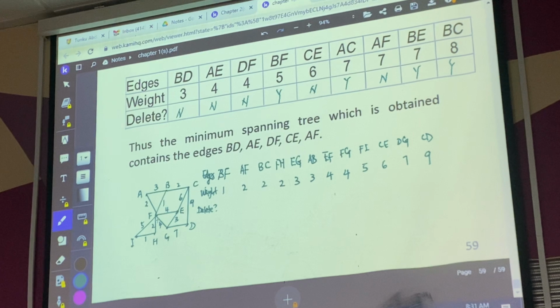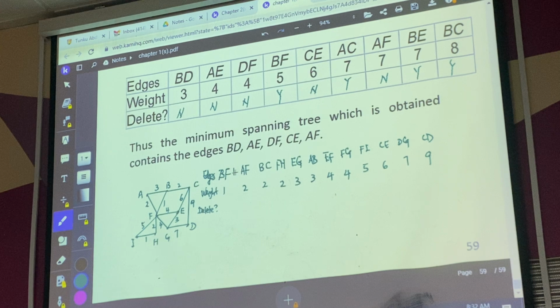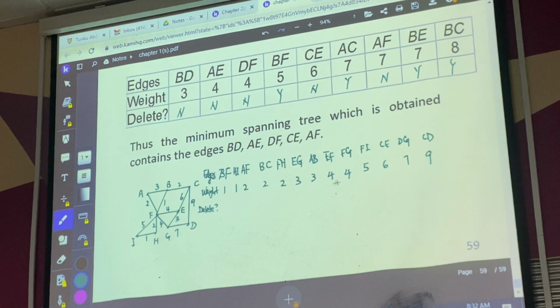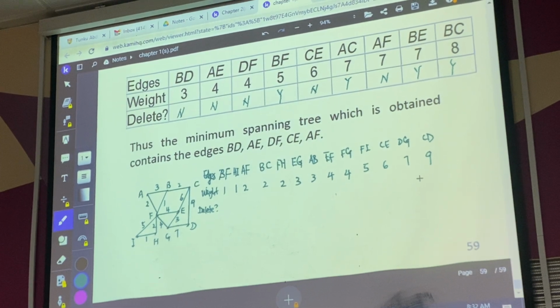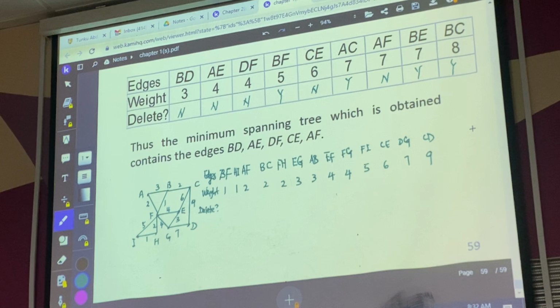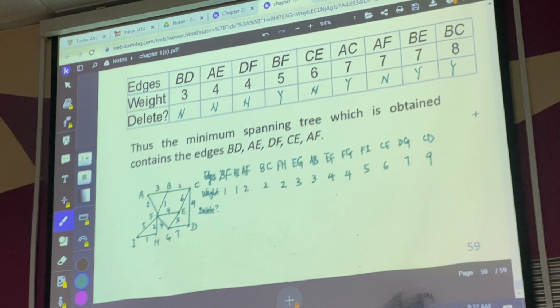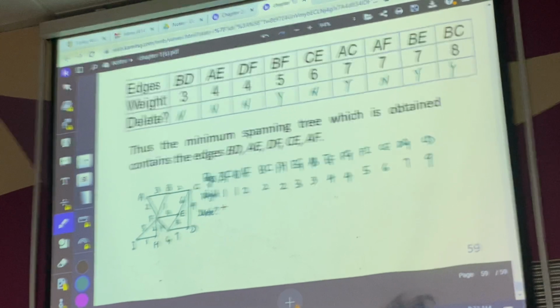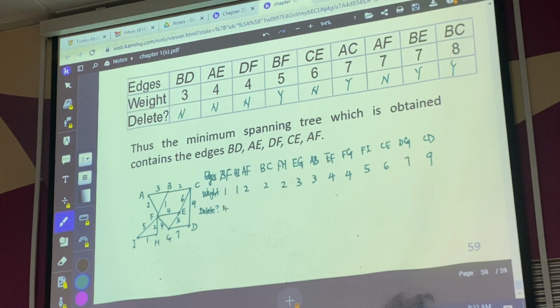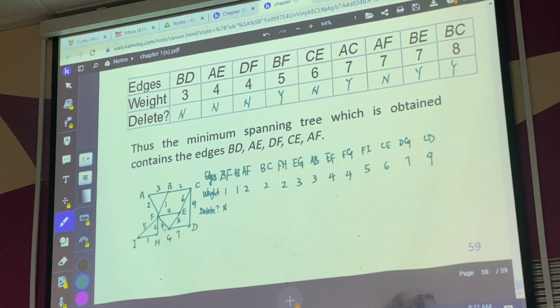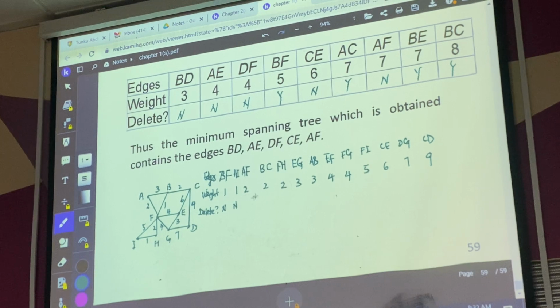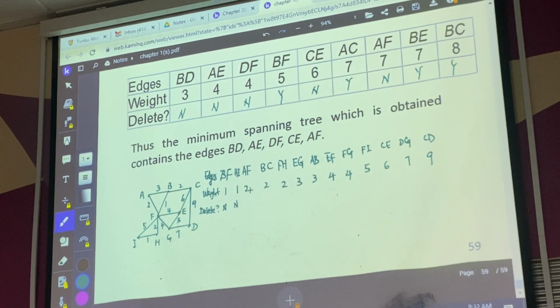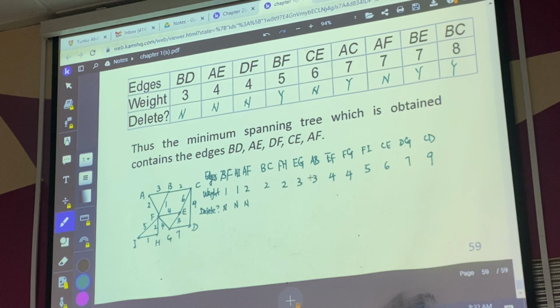Oh, 2, 1, EF and HI, so here, okay, altogether 13, correct? Yes. Okay, so the BF, will we delete this or not, BF? No. HI? No also. AF? No. BC?